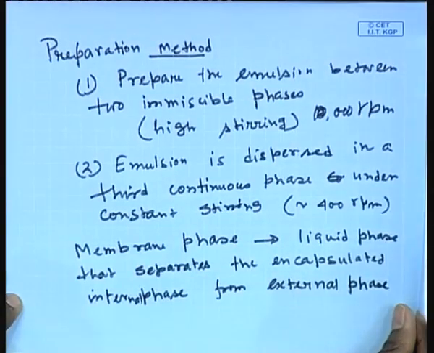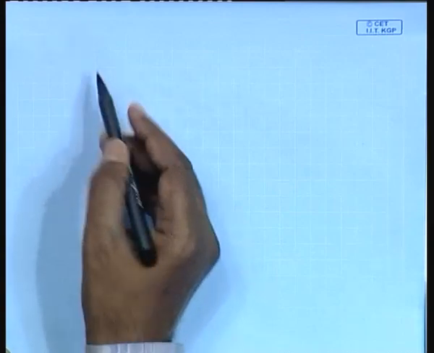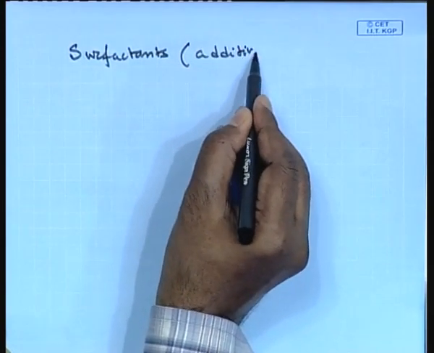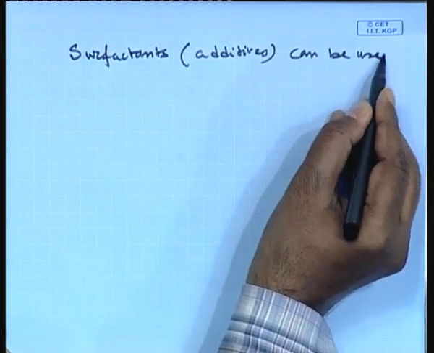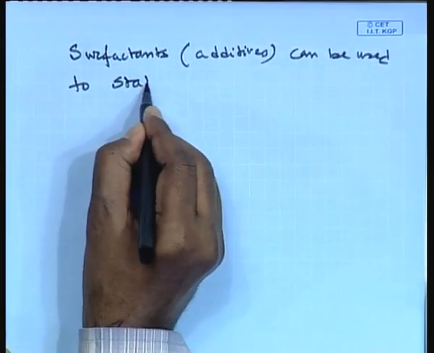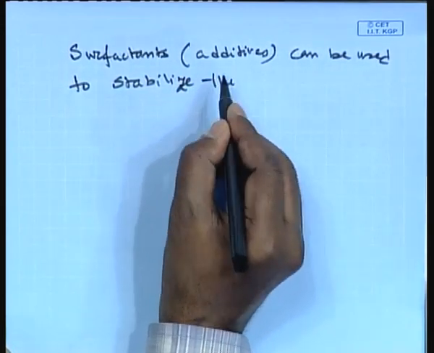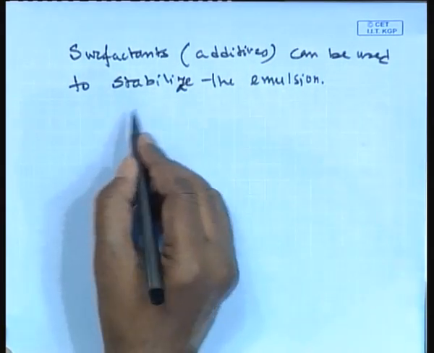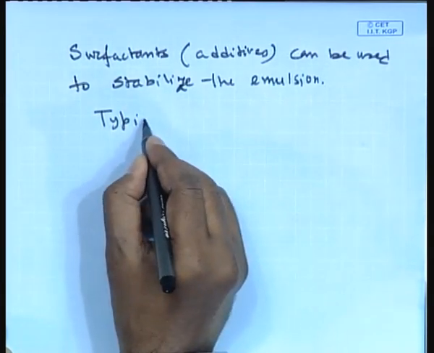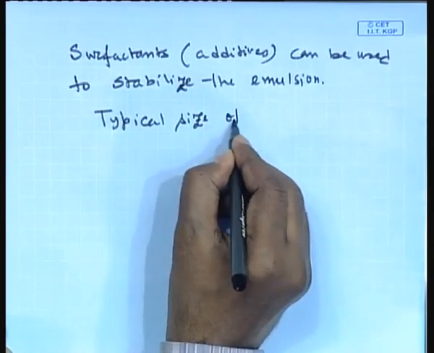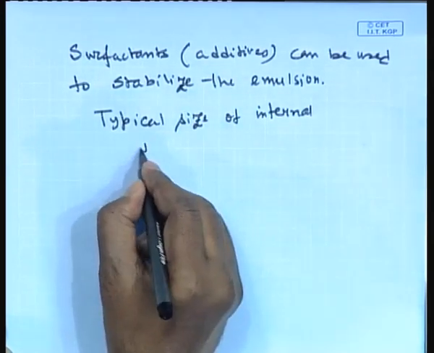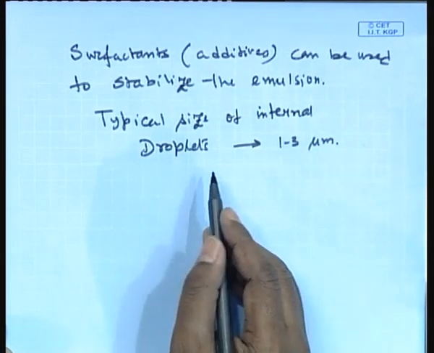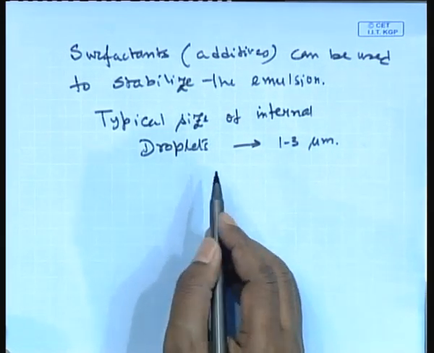Now, surfactants, which are generally known as additives, are used to stabilize the emulsions. Otherwise, the emulsions will be broken. The typical size of internal droplets is 1 to 3 micron. On the other hand, the typical size of an emulsion globule will be 100 to 2000 micron.